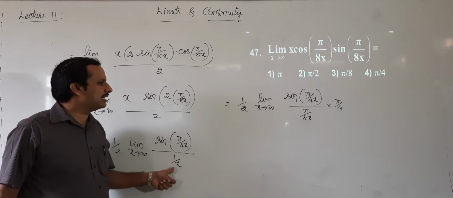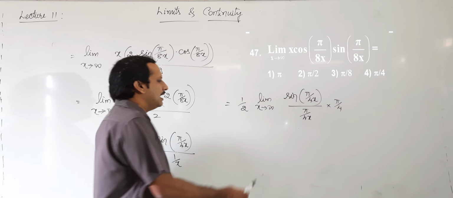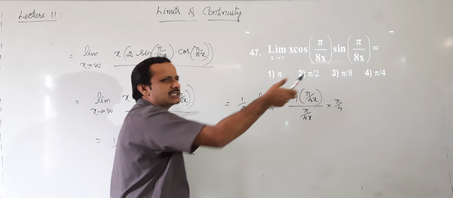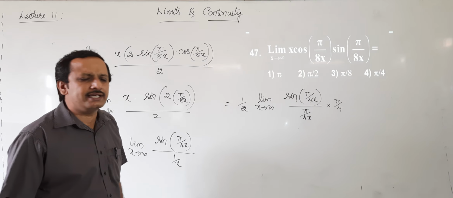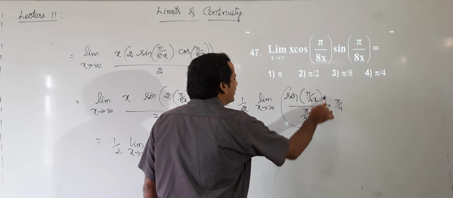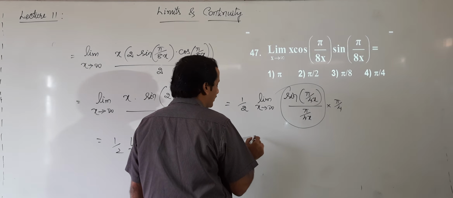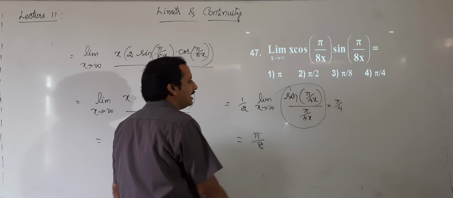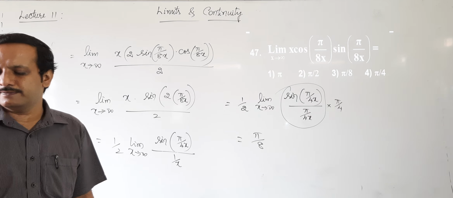Okay. So 1 by x we had, I got as pi by 4x. So multiplying and dividing by pi by 4. As x tends to infinity, pi by 4x tends to 0. So this is of the form limit theta tends to 0, sin theta by theta. So this expression will become 1. So the answer is 1 by 2 into 1 into pi by 4. That's equal to pi by 8. Pi by 8. Third option is the right answer.